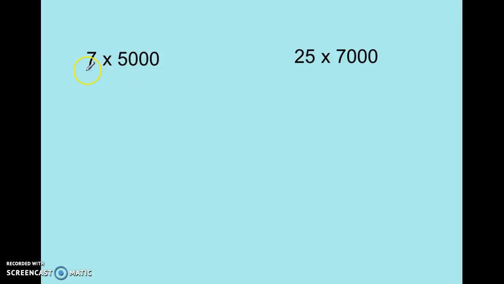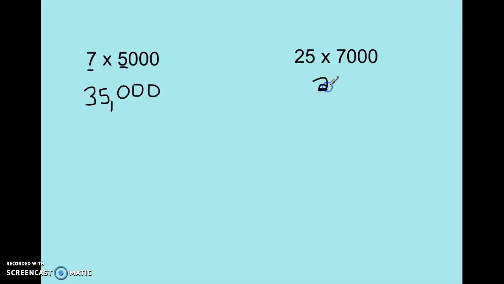So I'm going to multiply just my numbers that aren't zeros first. 7 times 5 is 35. And then I'm going to count those zeros. 1, 2, 3. I'm going to add them on. So I end up with 35,000. Here, I'm going to do my 25 times 7.